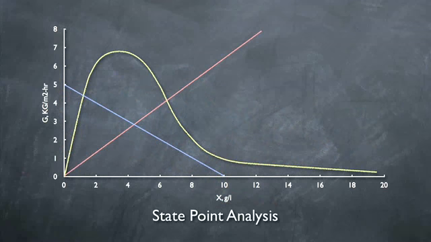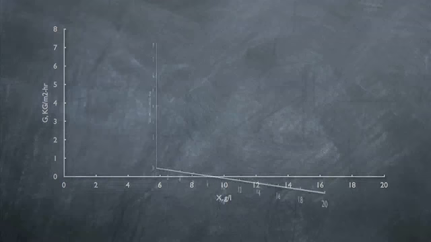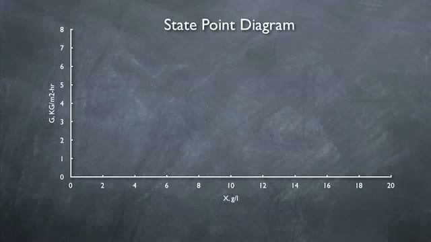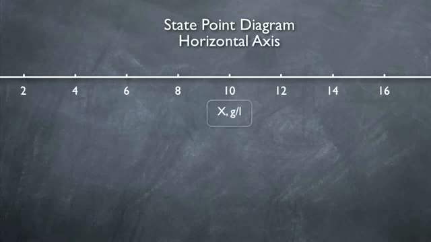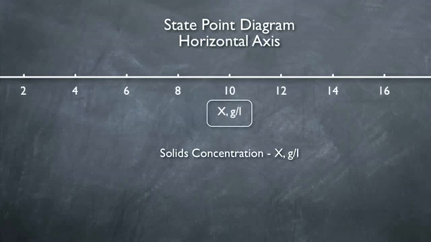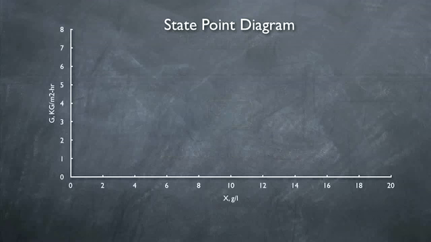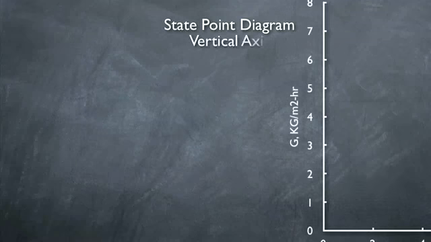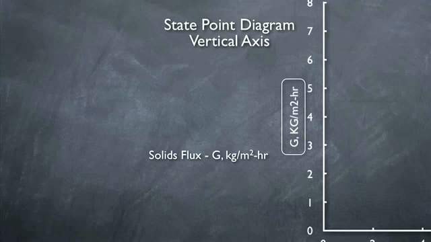One powerful tool which can help with successful and effective clarifier operation is the state point or state point analysis. Let's go through what the state point diagram is and what it represents. The state point diagram consists of a horizontal axis which represents the solid's concentration, X, measured in grams per liter. The vertical axis represents the solid's flux, G, measured in kilograms per meter squared hour. In this case, the solid's flux is the mass of solids passing through the clarifier in 1 hour, normalized to 1 square meter of clarifier area.